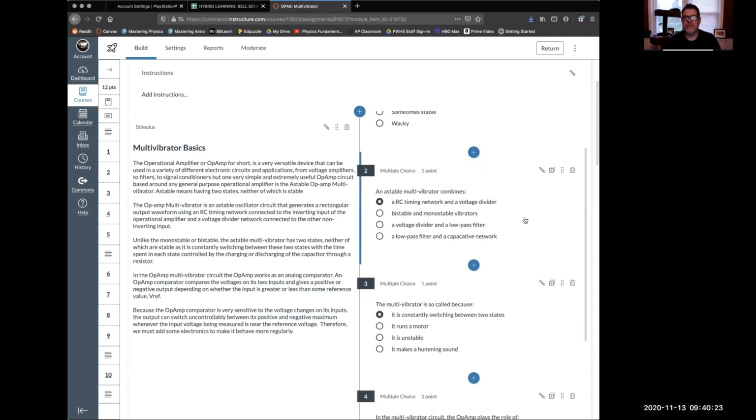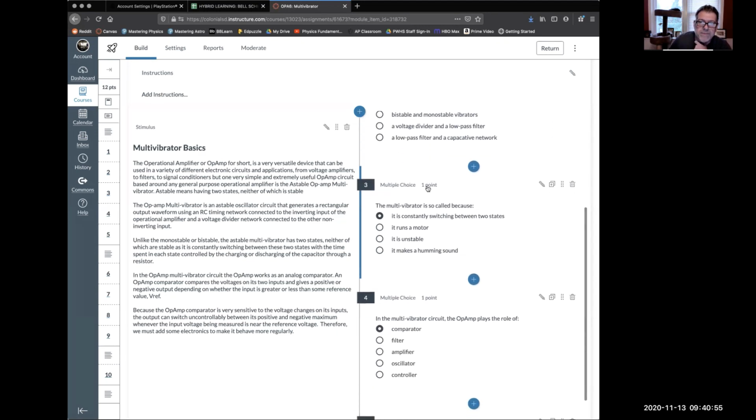Question 2. An astable multivibrator combines an RC timing network and a voltage divider along with an operational amplifier. That information is in the text here. And where is it? RC timing network, voltage divider network. So this paragraph describes the answer to this question. An astable multivibrator combines an RC timing network and a voltage divider.